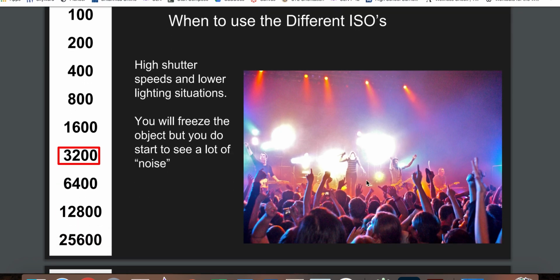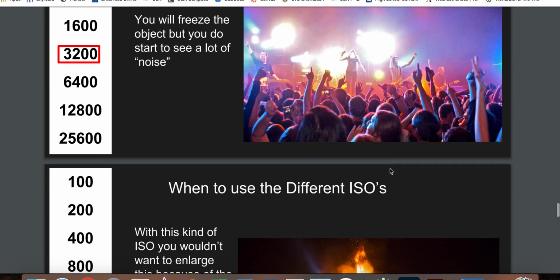In 3200, this is when you're trying to freeze an object, scene, or a person, and it's in low light. You want to have the higher ISO and a faster shutter speed as well. But in this one, we definitely can start to see the noise in the top right-hand corner, that graininess, that noisiness happening.